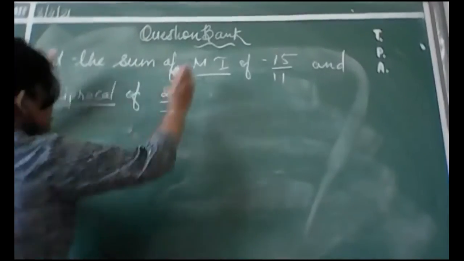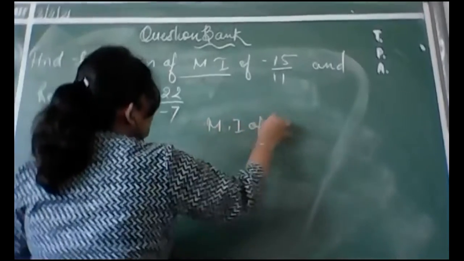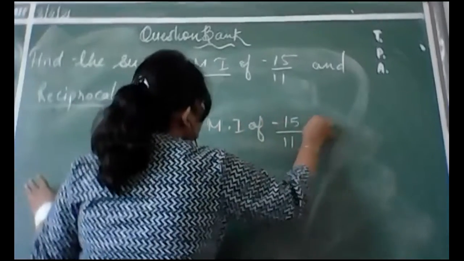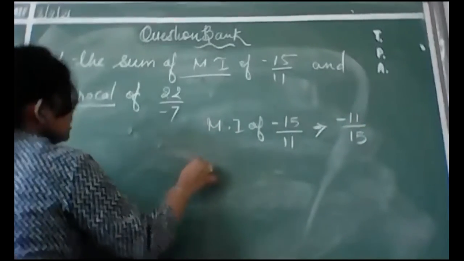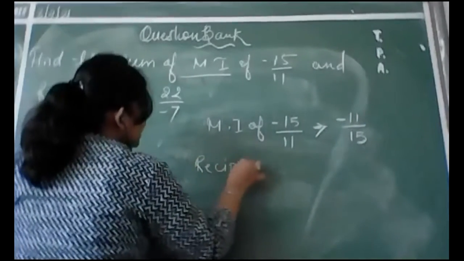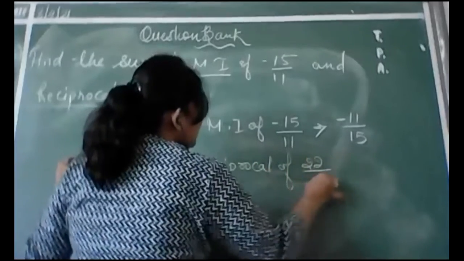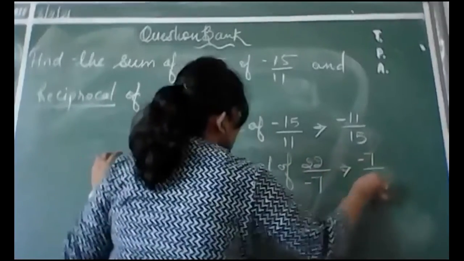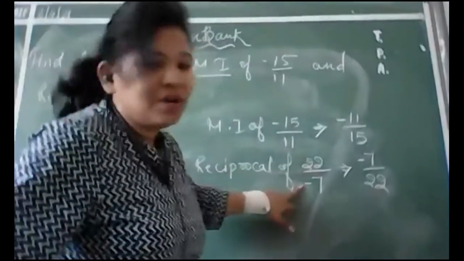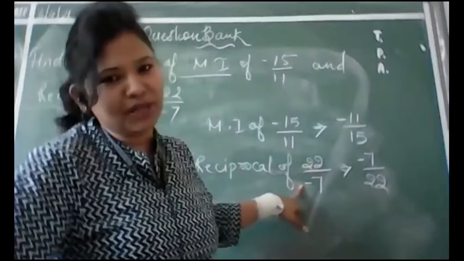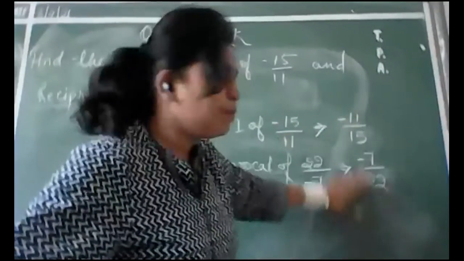So what will you do? First we will solve these two. Here we will write the MI of -15/11, which will give you -11/15. Then you will solve the reciprocal also: reciprocal of 22/-7, which will give you -7/22. Because according to standard form, we don't write a negative sign in the denominator. So the sign has come up to the numerator. Now we have got both the numbers.